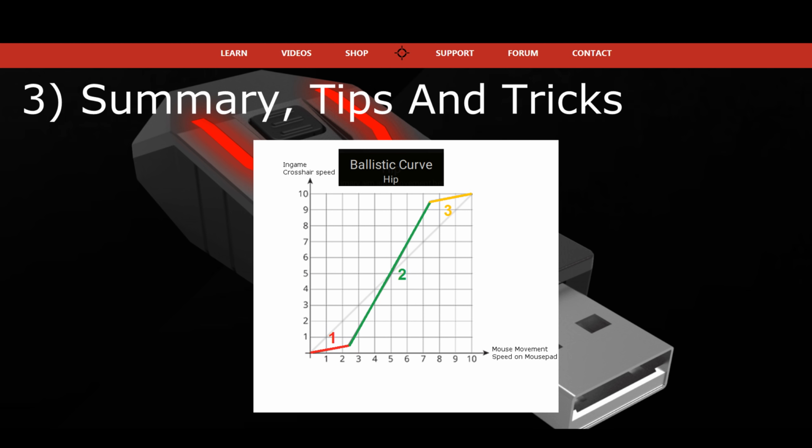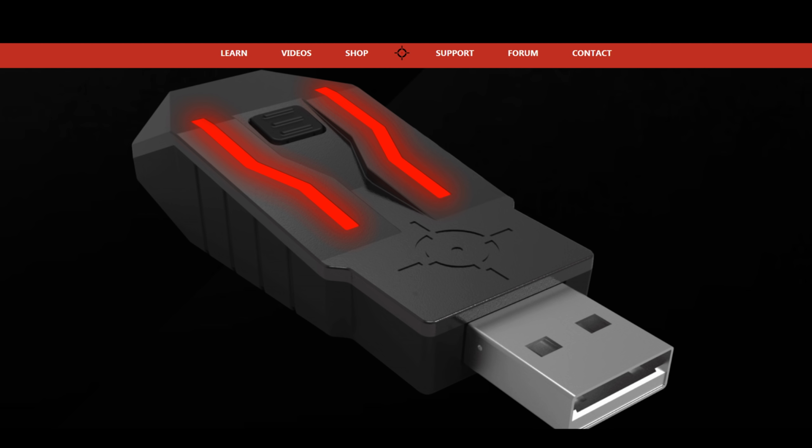In the second part of the video, I will analyze a lot of popular ballistic curves that can help you to increase your gaming performance. I will also explain a few more curve scenarios that I haven't covered in this video yet, such as exponential curves or vertical curves.